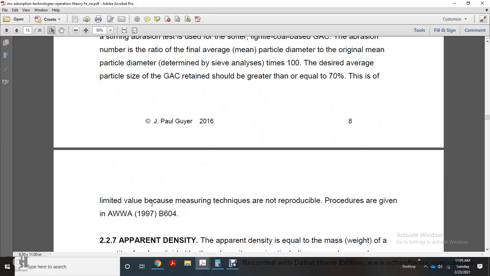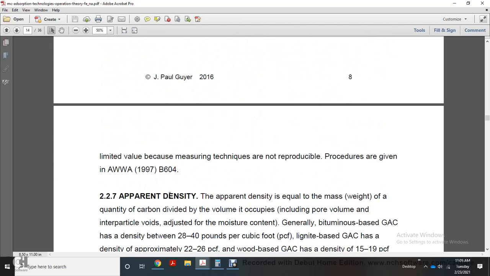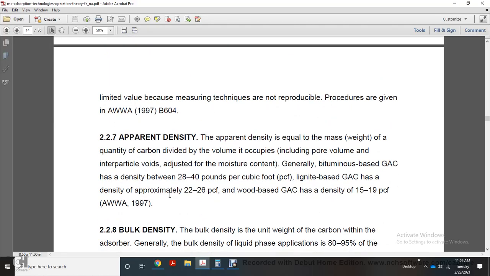Procedures are given in AWWA B604. Apparent density. Apparent density is equal to the mass, or weight, of the quantity of carbon divided by the volume occupied, including pore volume and particle voids, adjusted for the moisture content. Bituminous based granular activated carbon generally has a density of 28 to 40 pounds per cubic foot. Lignite based granular activated carbon has a density of approximately 25 to 26 pounds per cubic foot. Wood-based granular activated carbon has a density of 15 to 19 pounds per cubic foot.